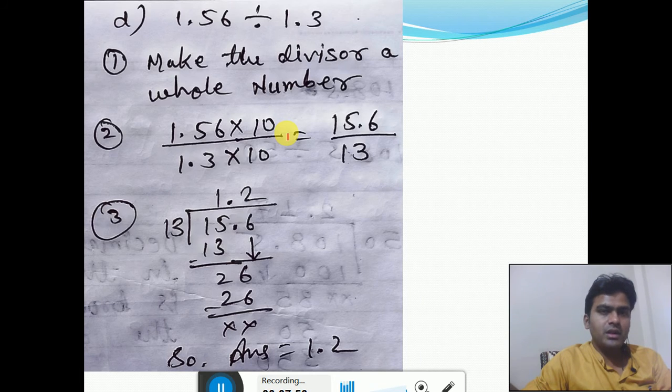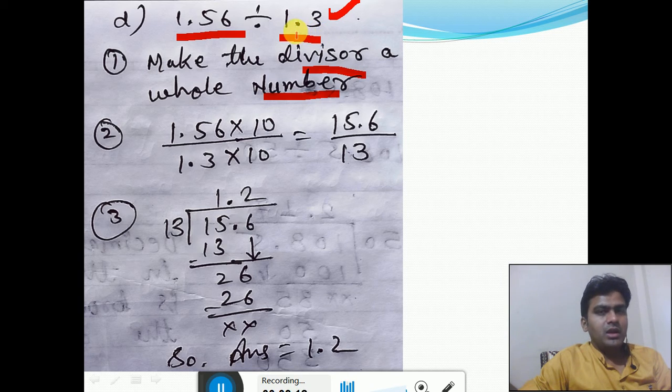Now move on to the next question. D, 1.56 divided by 1.3. Now in this question, the divisor is a decimal number. Now to make the divisor a whole number, what do we have to do? We have to multiply this divisor 1.3 by 10, because this 1.3 has one decimal place from the right hand side. So that's why we multiply by 10.